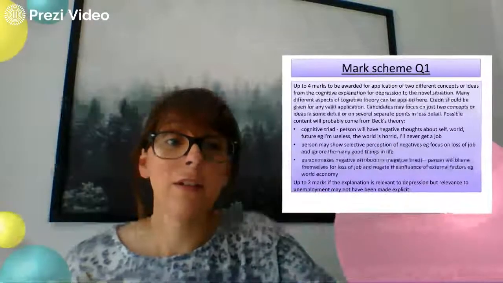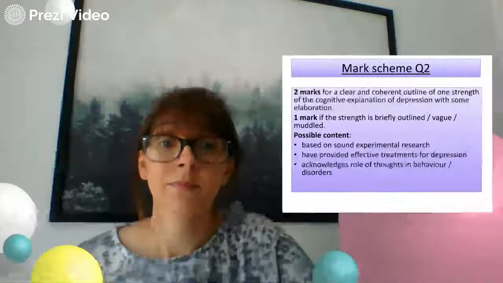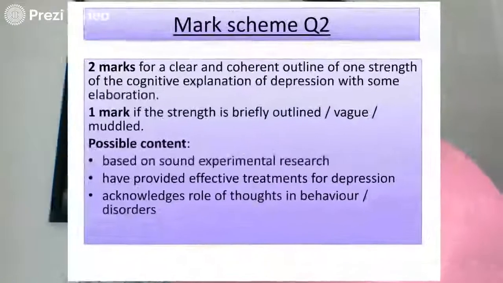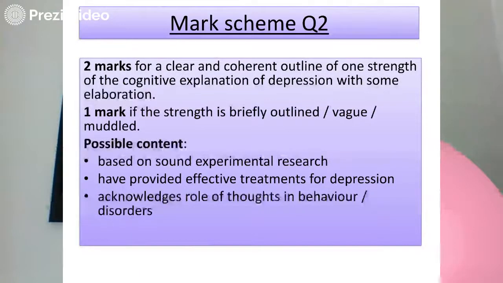And then for the next question, so we have here the strength of the cognitive explanation. It has to be brief, but you have to elaborate to get 2 marks. So you could have said that there's research that supports it and then spoken a little bit about that research. You could say that they've provided effective treatments and then spoken a little bit about the treatments. You could say that it puts the client in control. That's something that we discussed that isn't on the mark scheme, but you could use that also.